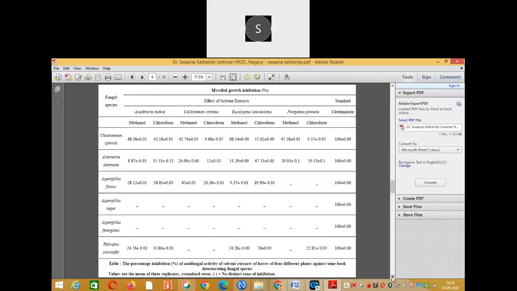But all these plant extracts failed to show considerable antifungal activity against Aspergillus fumigatus and Aspergillus niger. However, these plant extracts exhibited moderate activity against Aspergillus flavus, Chytomium spiralis, Rhizopus stolonifer, and Alternaria alternata.